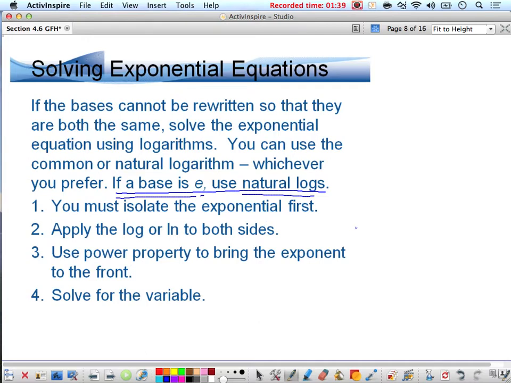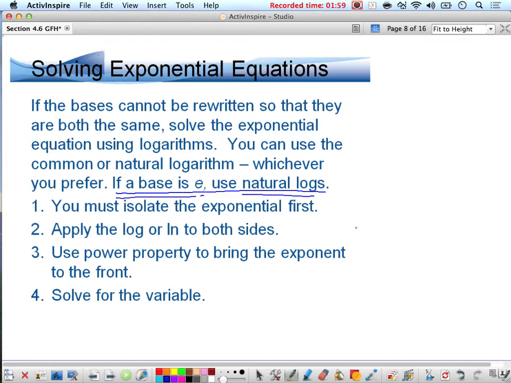So apply the log or the natural log to both sides, then use the power property to bring the exponent down to the front. That's going to allow you access to the exponent. Then do whatever you have to do to solve for the variable once you've brought it out of the exponent. So those are the steps we'll take.